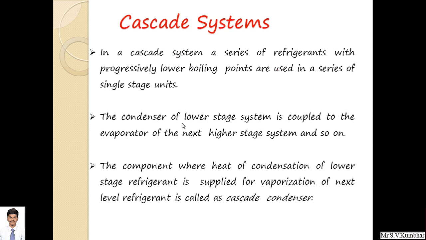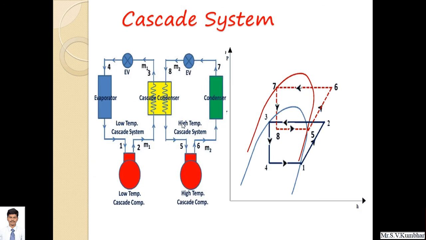Now, what is a cascade refrigeration system? In a cascade refrigeration system, a series of refrigerants with progressively lower boiling points are used in a series of single stage units. The condenser of the lower stage system is coupled to the evaporator of the next higher stage system, and so on. The component where the heat of condensation of the lower stage refrigerant is supplied for vaporization of the next level refrigerant is called the cascade system. So this is the cascade system.